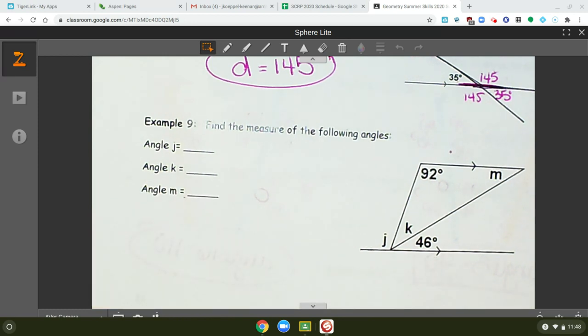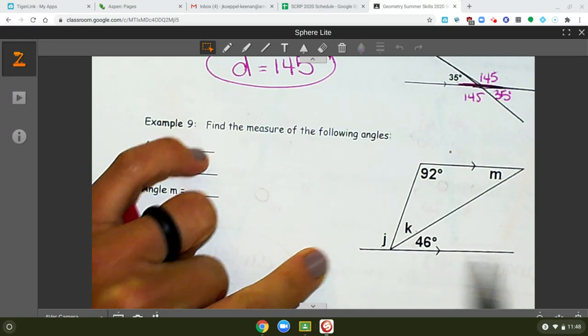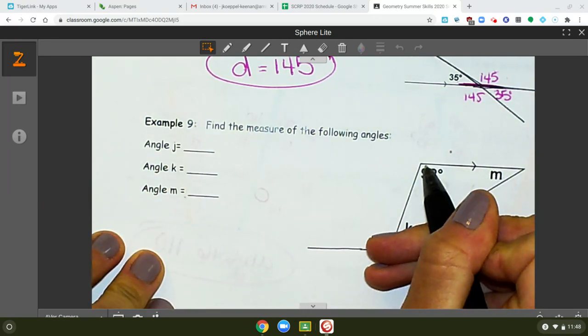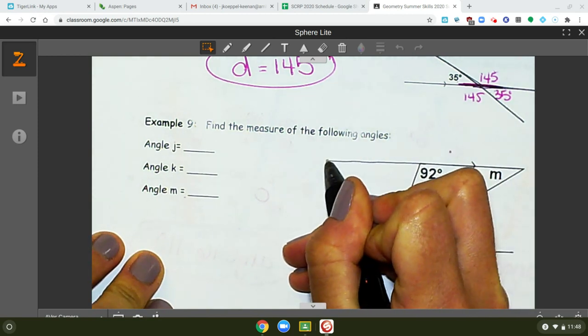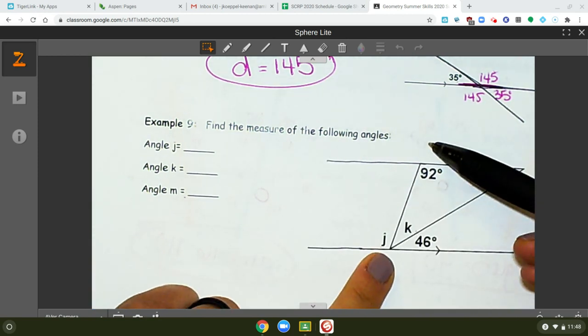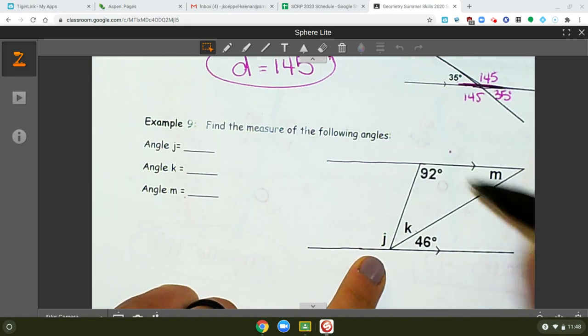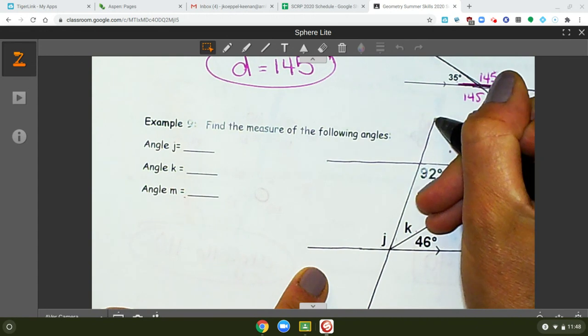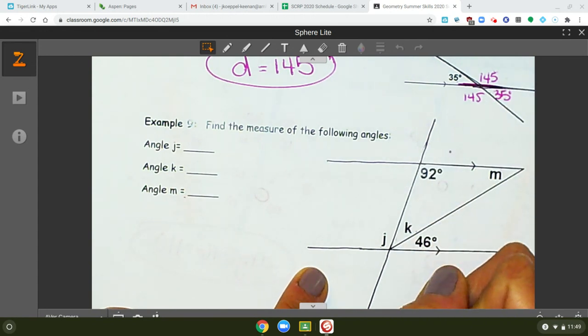Okay, so let's go over here and take a look. So here's J, K, and M. Oh boy. All right, first things first. Let's see, can we extend any of our lines? Well, this is a parallel line here, so I can make that a little bit longer. And we have a parallel line at the top, so I can make that a little bit longer. Now this line here, I can extend it above and below. So now this is a transversal.